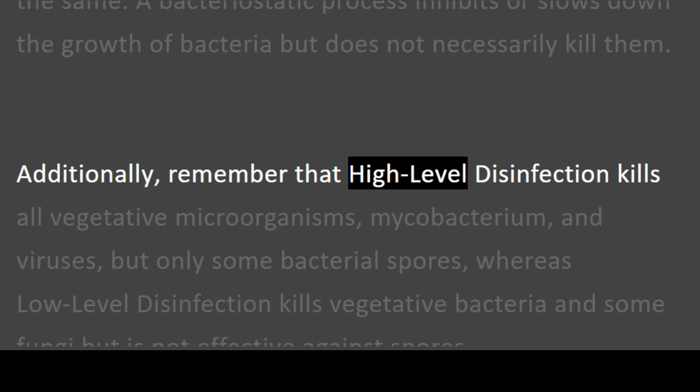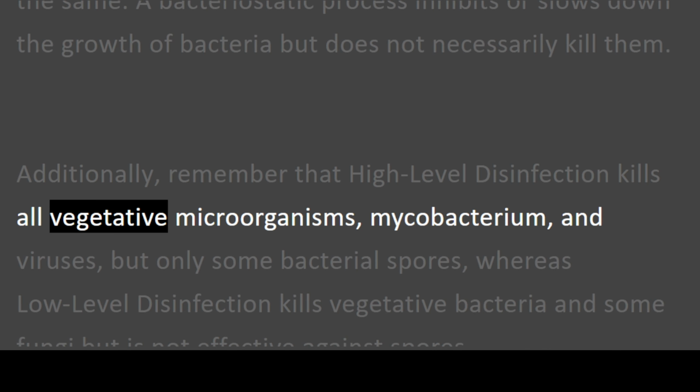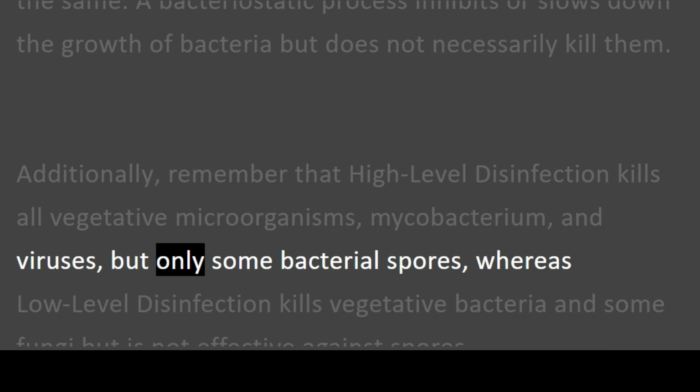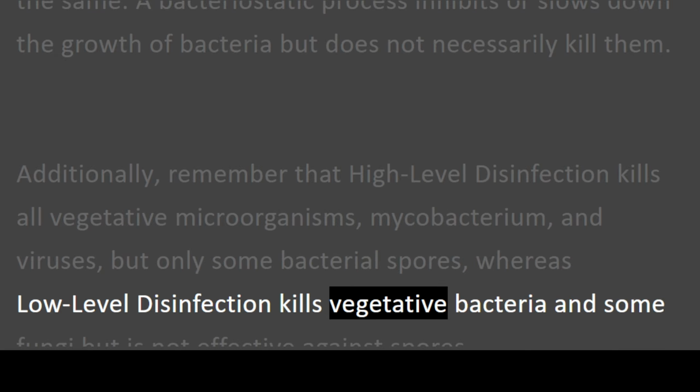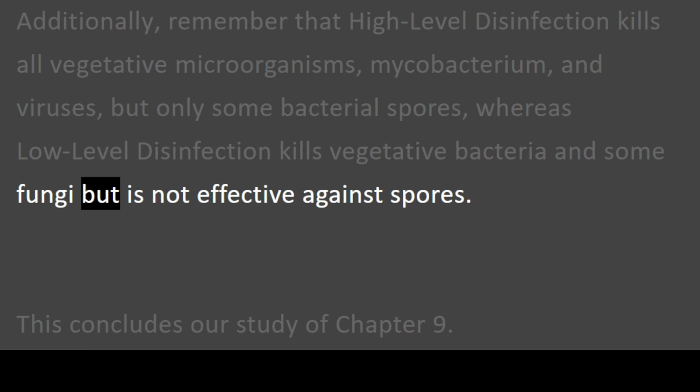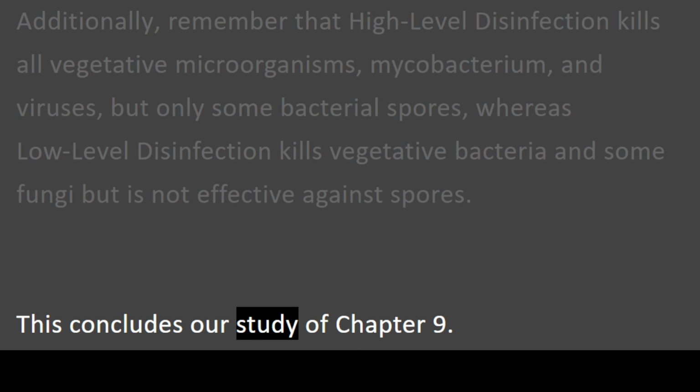Additionally, remember that high-level disinfection kills all vegetative microorganisms, mycobacterium, and viruses, but only some bacterial spores, whereas low-level disinfection kills vegetative bacteria and some fungi but is not effective against spores. This concludes our study of Chapter 9.